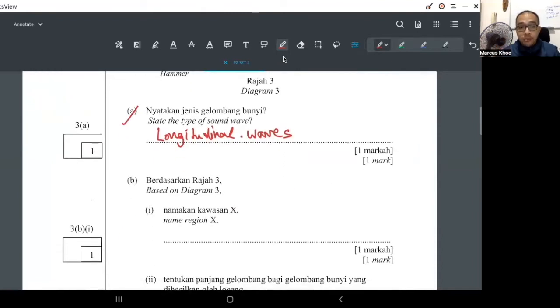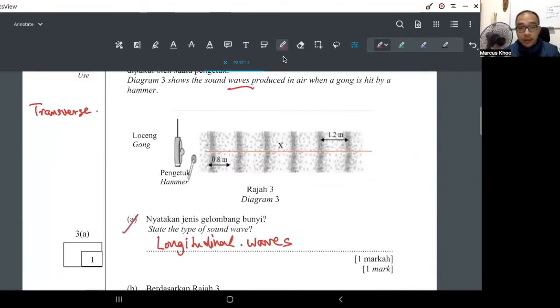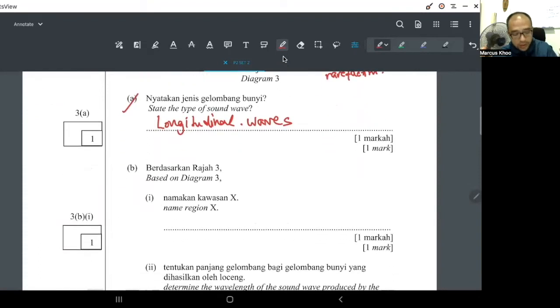So based on diagram 3, name the region in X. Longitudinal waves, especially sound waves, comprise two sections. The one where all the molecules are compressed together is called the compression region. And the ones where the molecules are far apart, for example, this, is called the rarefaction region. Since X is in the rarefaction region, X will be rarefaction.